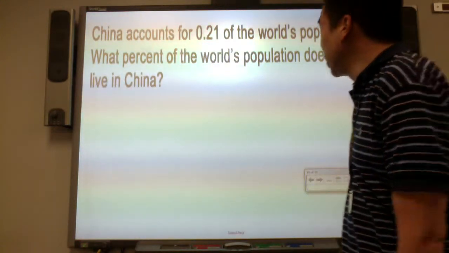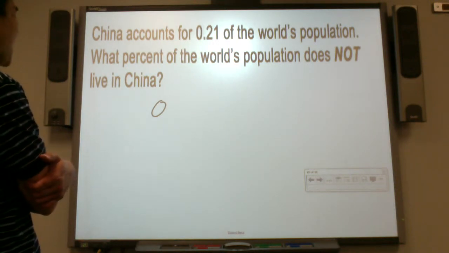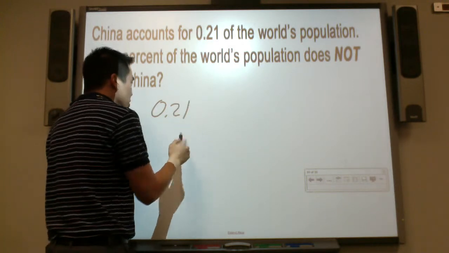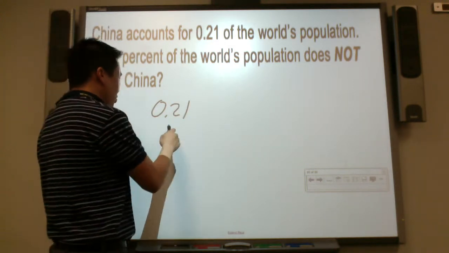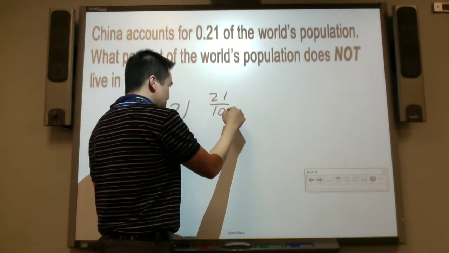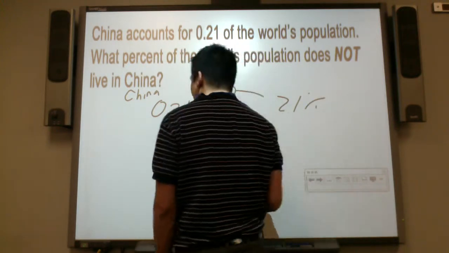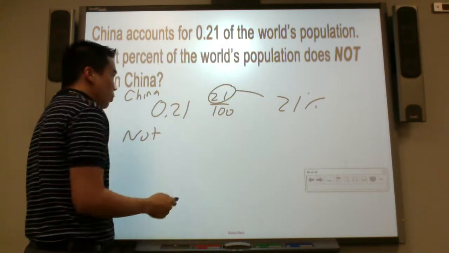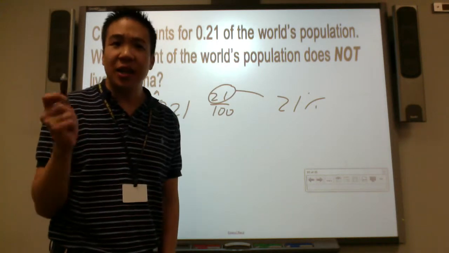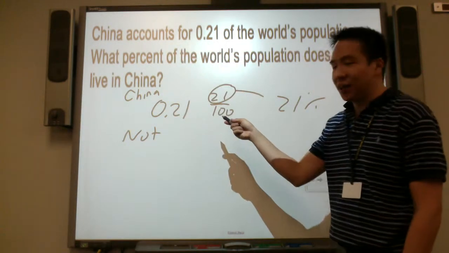China accounts for 21 hundredths of the world's population. What percent of the world population does not live in China? So we know 0.21, or 21 hundredths, live in China. Or per 100, 21% live in China. So what percent do not live in China? What's the percent again? It's per 100. So 21 parts per 100 live in it.